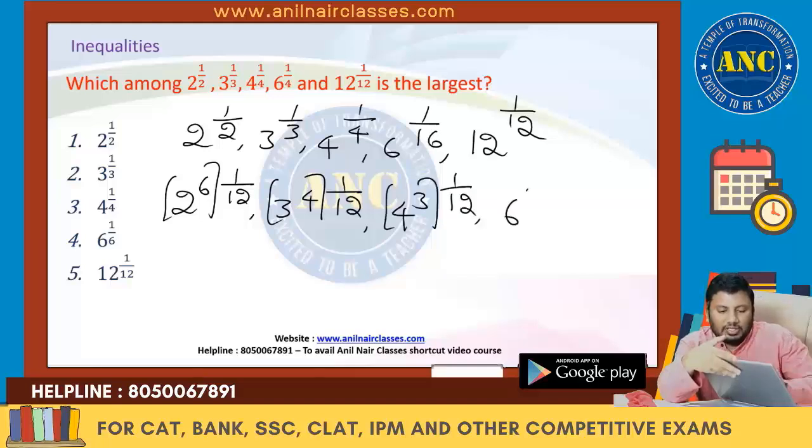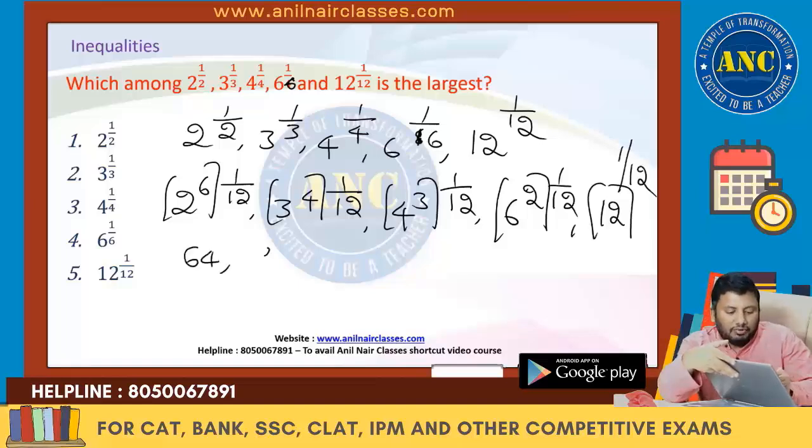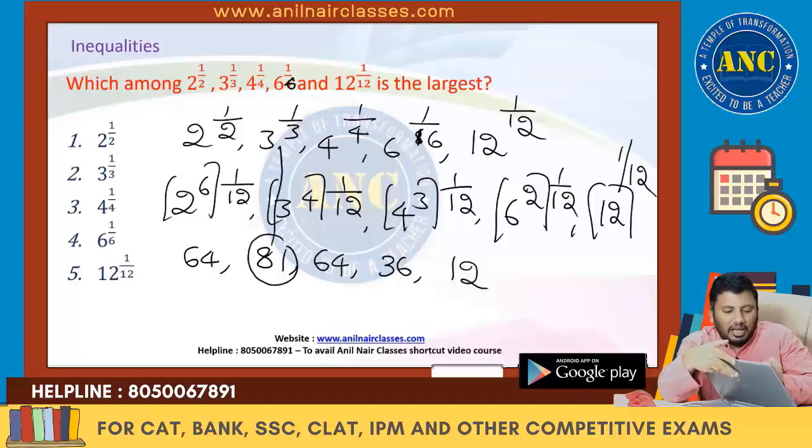6 square, these 1 by 6, sir. There is a mistake here. This is an original CAT question. 6 square power 1 by 12, 12 power 1 by 12. Idea is clear. This is 64, this is 81, this is 64, this is 36, and it is 12. Highest is 81. 81 corresponds to 3 power 1 by 3.